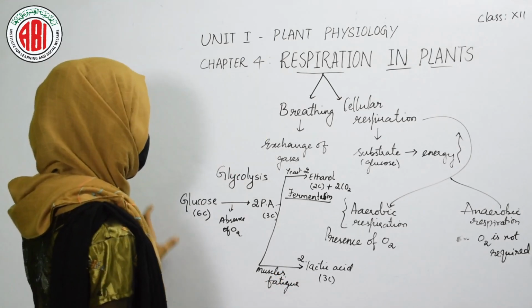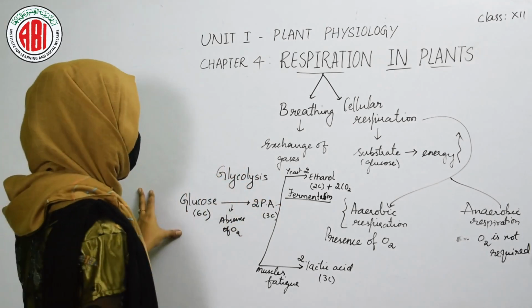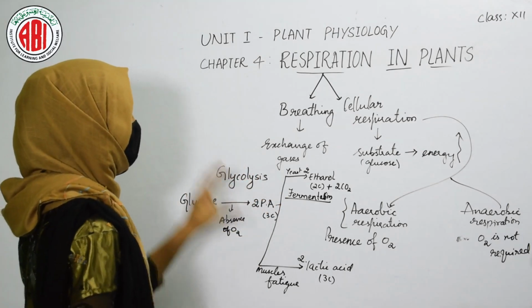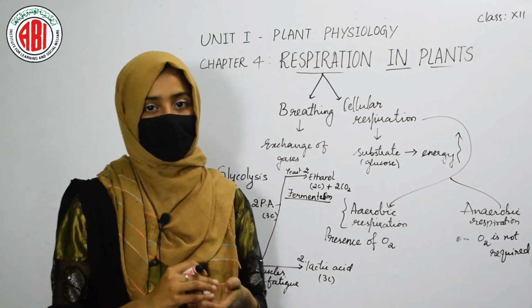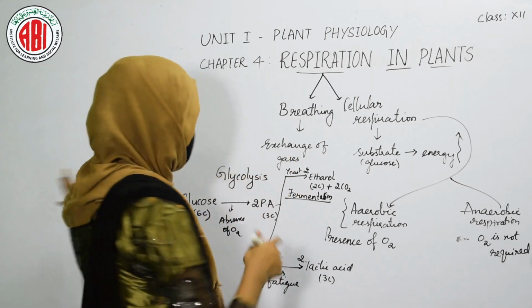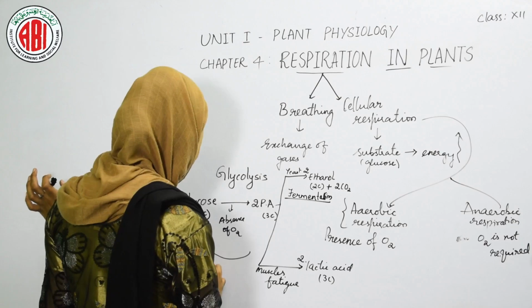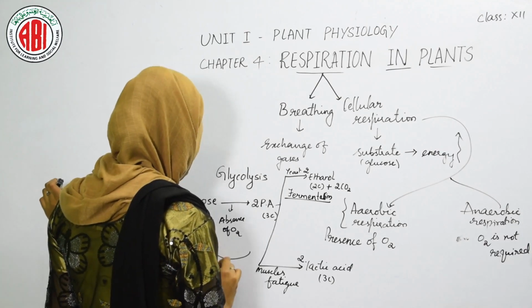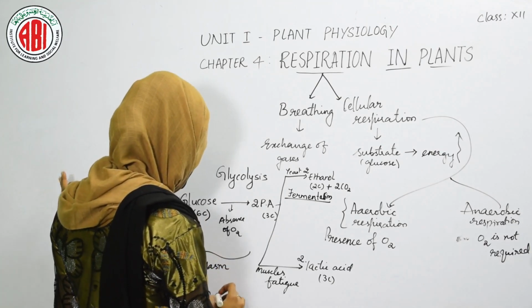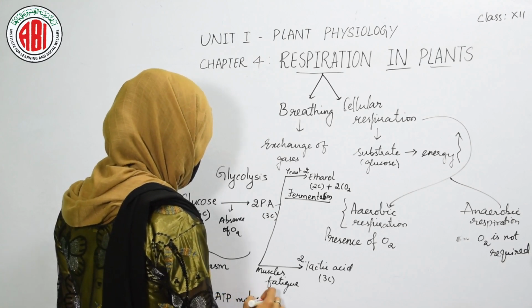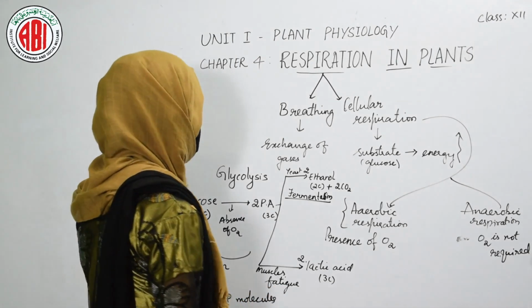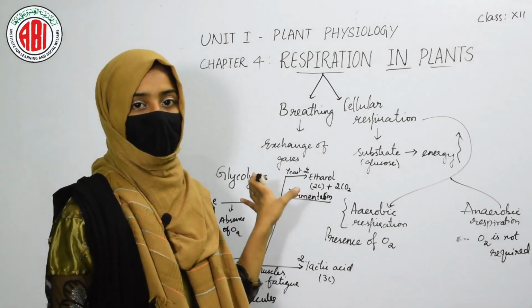Okay, so this is about anaerobic respiration. All these processes take place in the absence of oxygen. Anaerobic respiration takes place in the cytoplasm of the cell, and it results in the synthesis of 2 ATP molecules. Only 2 ATP molecules will be synthesized in anaerobic respiration.